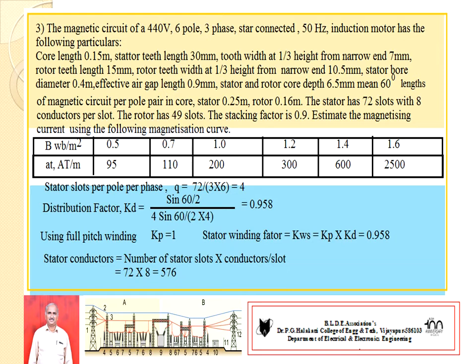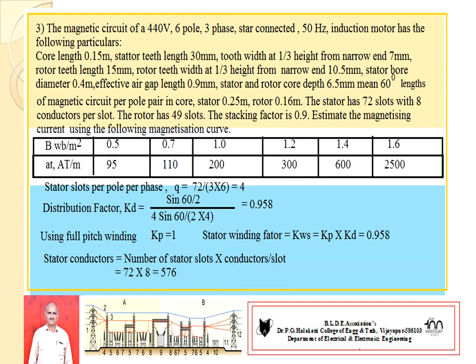So as per the previous problem, same thing, go for slots per pole per phase, Q value. 72 stator slots, then number of poles 6, this value we are going to get 4. Second, distribution factor KD equal to sin 60 divided by 2 into Q, sin 60 divided by 2 into Q, Q equal to 4. You substitute Q value, calculate distribution factor.